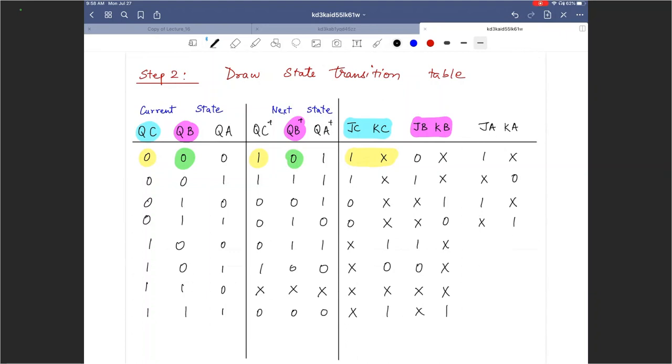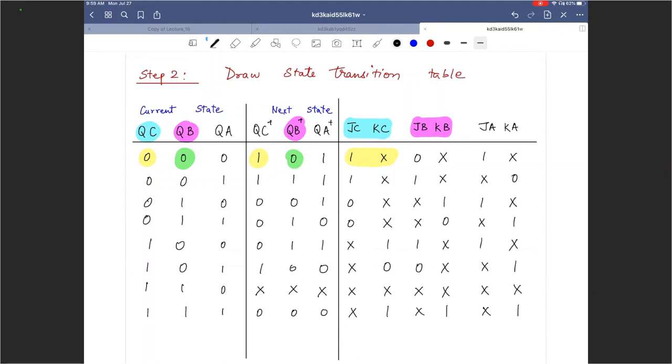0 to 1, 1x. 1 to 0, x1. 0 to don't care. 1 to 0, 1 to 0 is x1. All right, I hope I have not made a mistake here. But if I have, I hope you guys will catch me there.